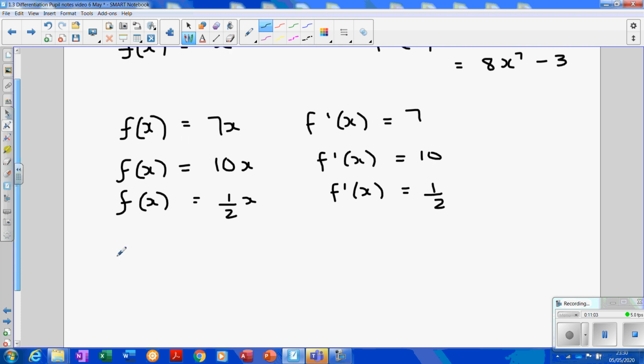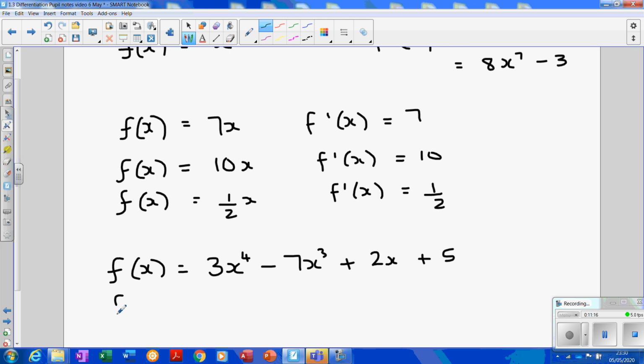Right, so another one, a string this time. So f(x) is equal to 3x to the power of 4 minus 7x to the power of 3 plus 2x plus 5. It's a bit longer one this time. Right, so f dash x.